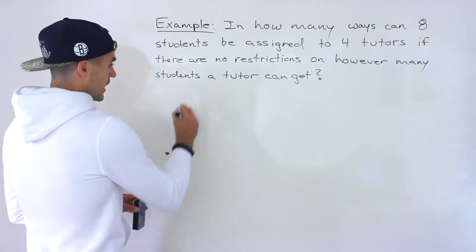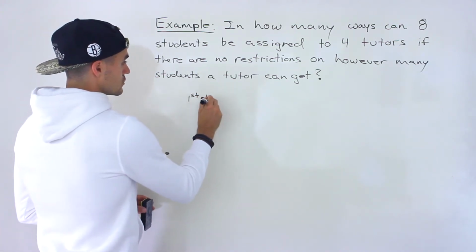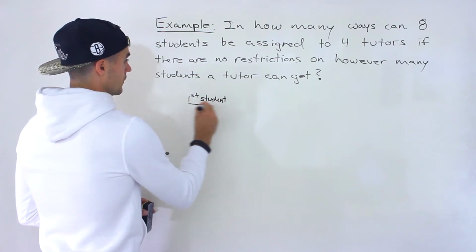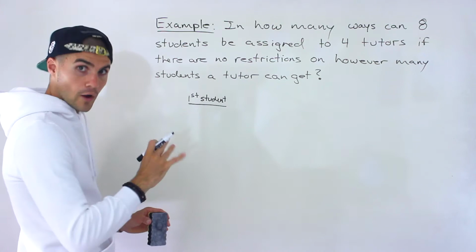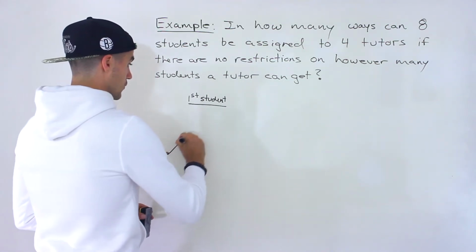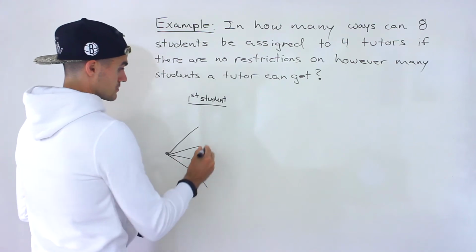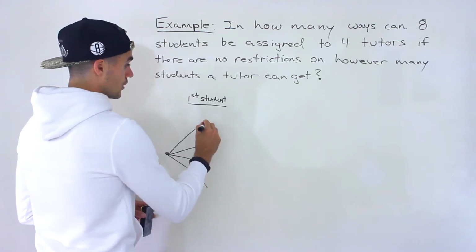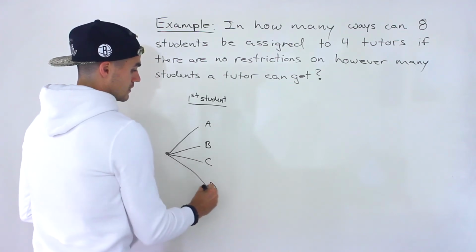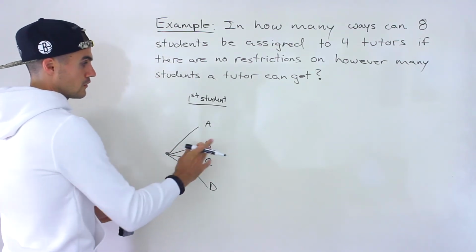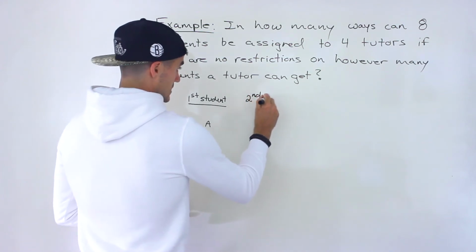So to take all of those types of cases into account, what you would do is you would start a tree diagram with the first student. And the first student can be assigned what? One of 4 tutors. So there would be 4 branches, right? So we could have like tutor, let's call it tutor A, tutor B, tutor C, tutor D, right? 4 tutors.